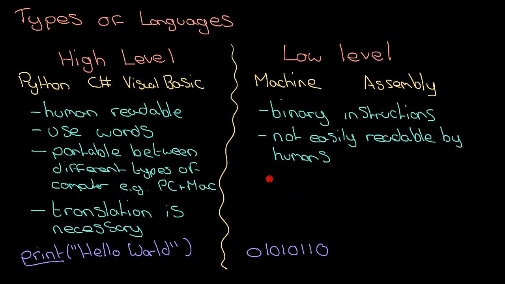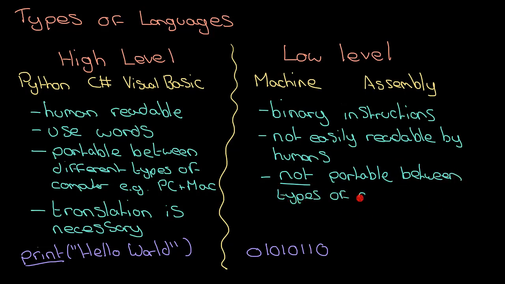And because this is the language which is understood and run by computers and processors, it's specific to a type of machine. So I cannot take the same low-level language, the same low-level code, that I'm using for a PC and just expect that to run on a Mac. The process is different. It won't work. It won't be able to understand it.